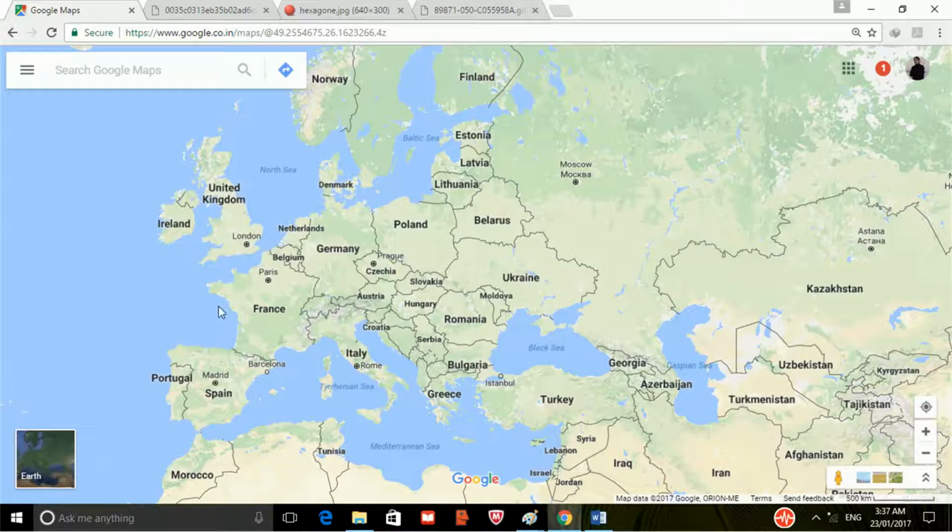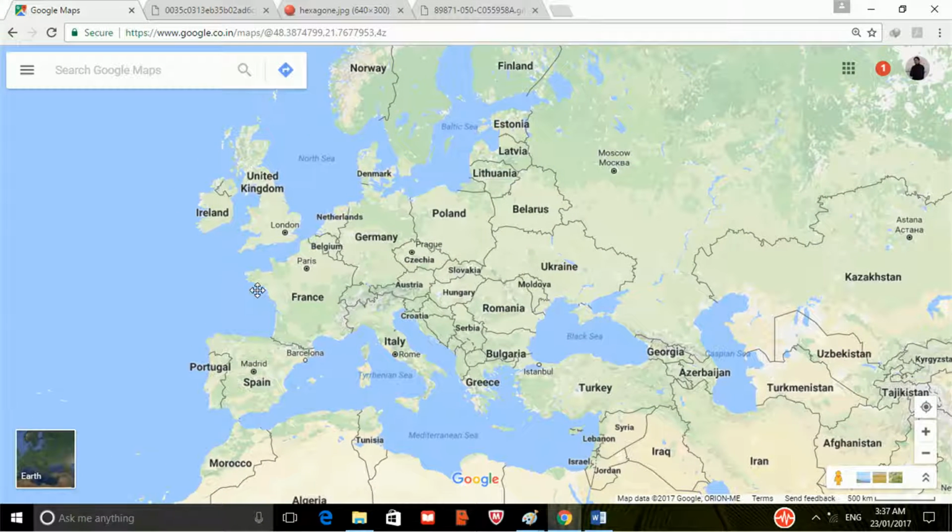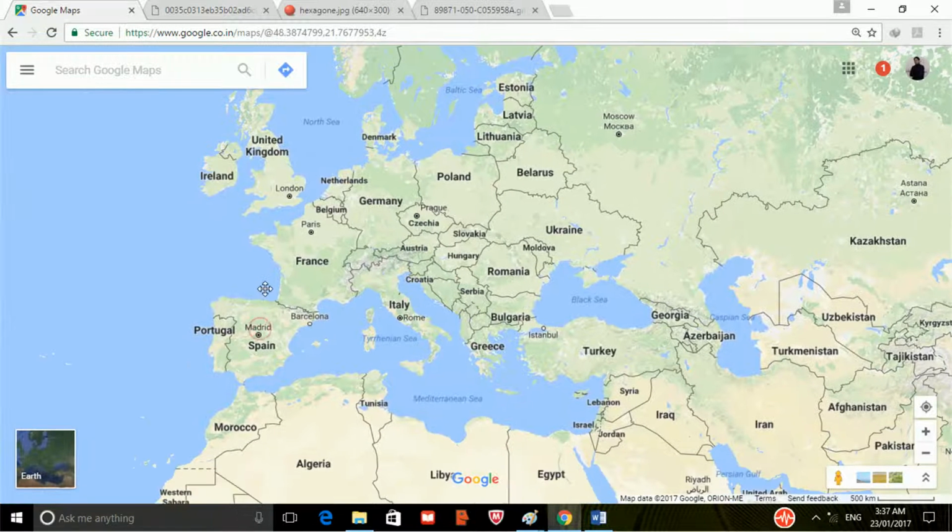Hello everyone. Today we'll look at the map of Europe and we'll remember some interesting tricks and some facts so that we can remember the location of almost all countries of Europe. So we'll start with Spain.